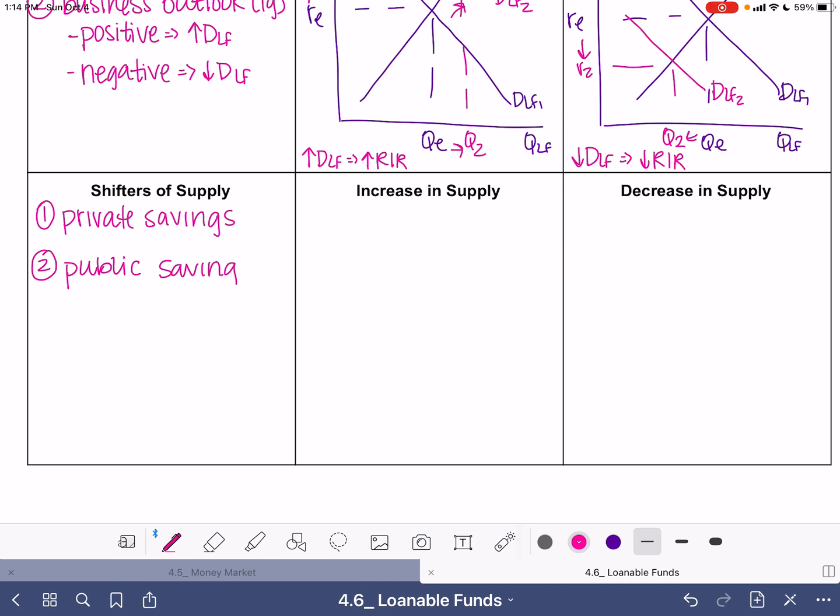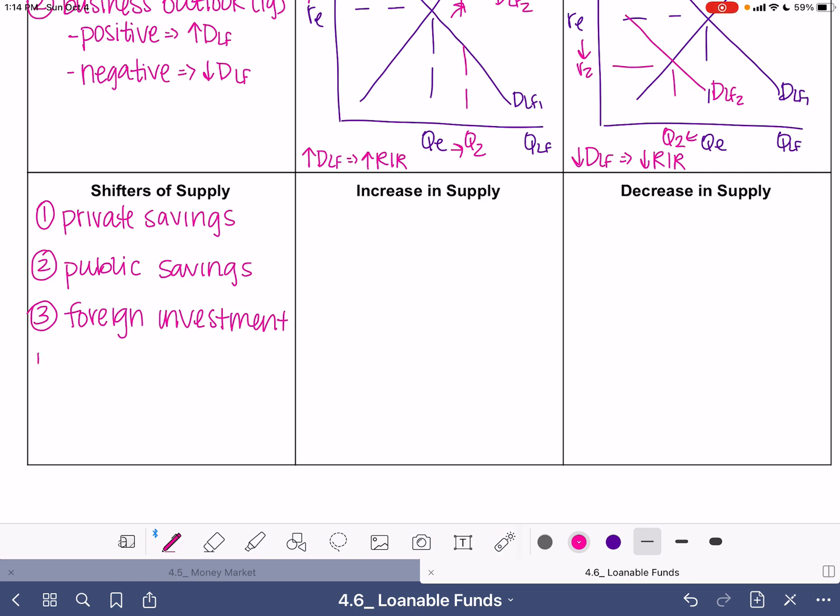So this is our government running a surplus. This is our government increasing their savings. We also have foreign investment. So foreign investment is foreign countries, foreign companies saving money in the U.S., putting their money into the U.S. markets to be used for loans.